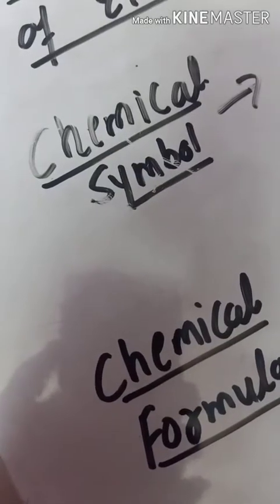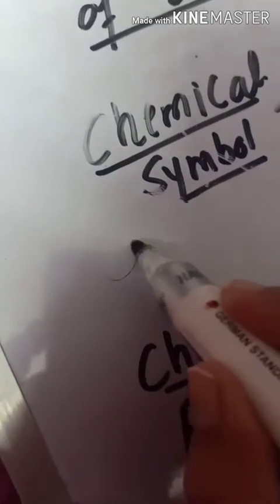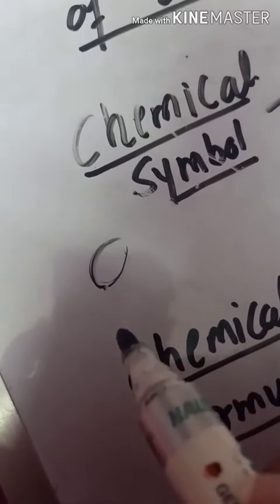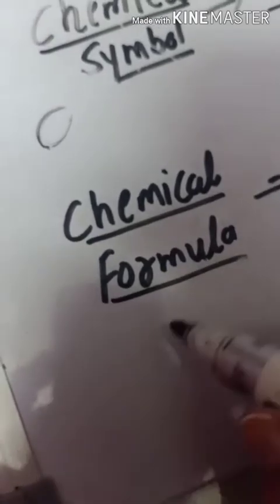For example, the chemical symbol for the element oxygen is capital O, which represents one atom of the element oxygen. The chemical formula for oxygen gas, or we can say oxygen molecule, is O2, which means in an oxygen molecule or in oxygen gas there are two atoms of oxygen. One oxygen atom combined with another oxygen atom.